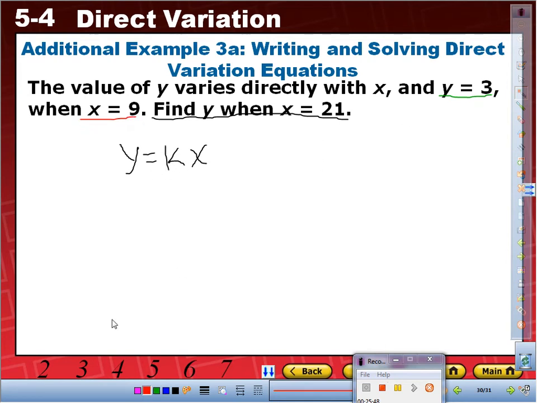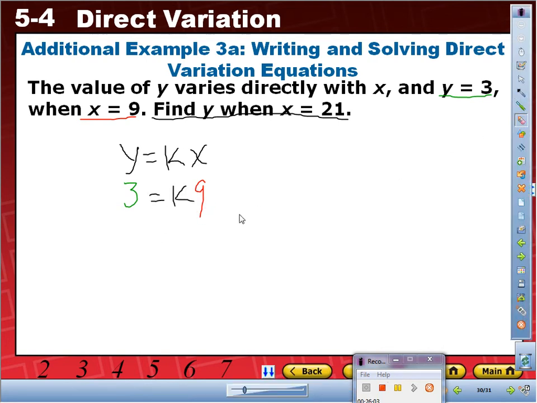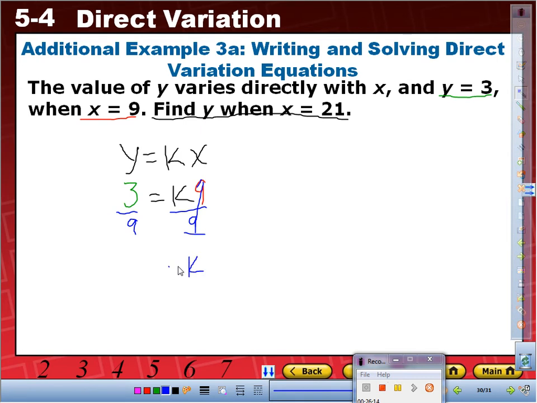So for y, what am I going to write? 3. And for x, what am I going to write? 9. And I bring down the equal and the k. From there, I'm going to solve for k. So therefore, to leave k by itself, I need to divide by 9, divide by 9. And k is equal to 3 9ths, which can be simplified to what? 1/3.